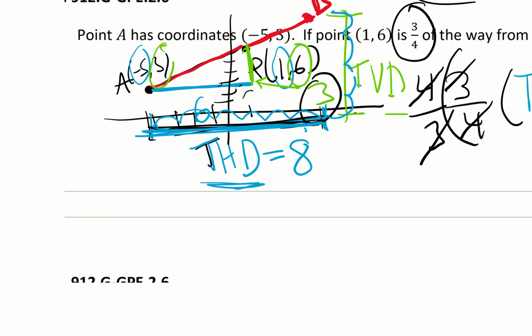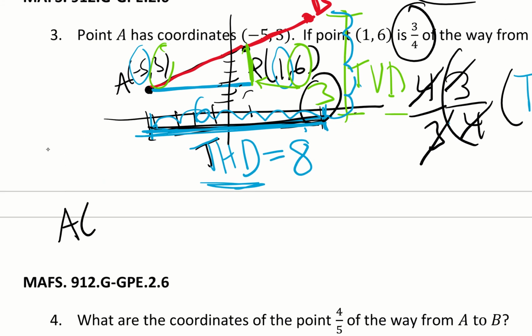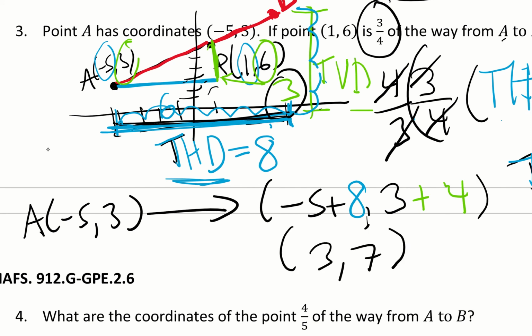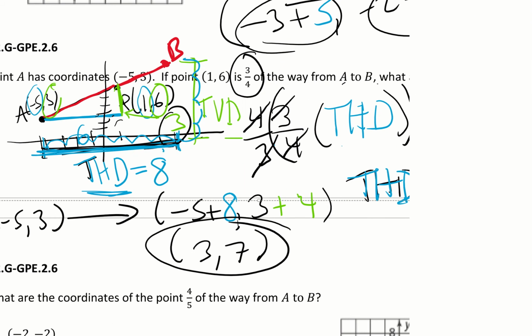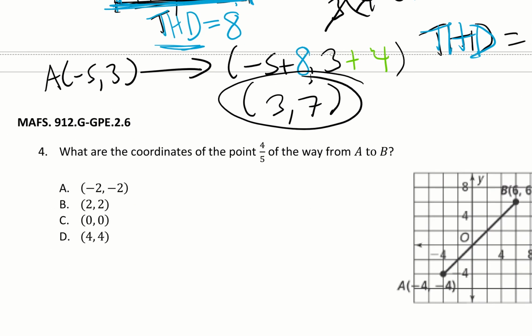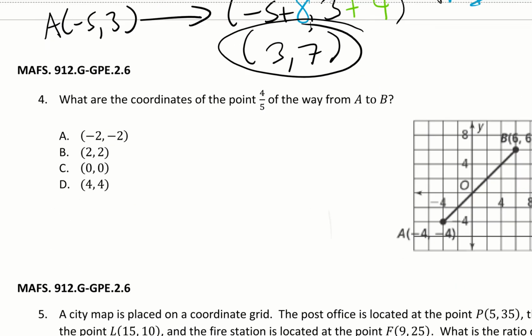Okay? So let's take the coordinates of A. And we're going to move it 8 to the right and 4 up. Or yeah, it was 4 up. That will give us 3, 7. So those are my coordinates of B, 3, 7. Okay, so different process because we're trying to work backwards instead. So those are the more difficult types of problems.